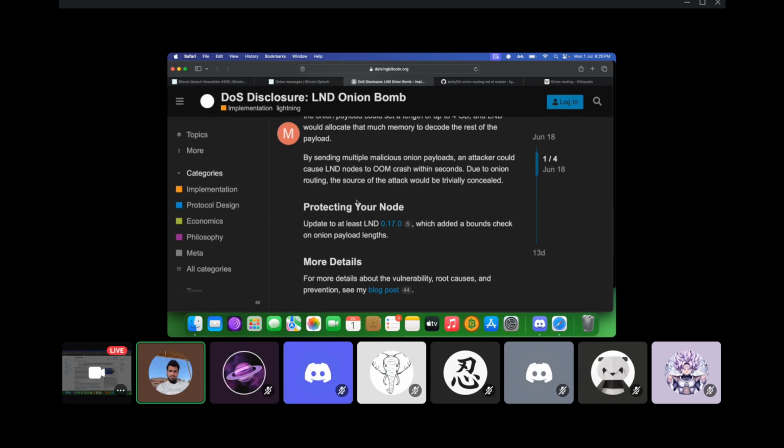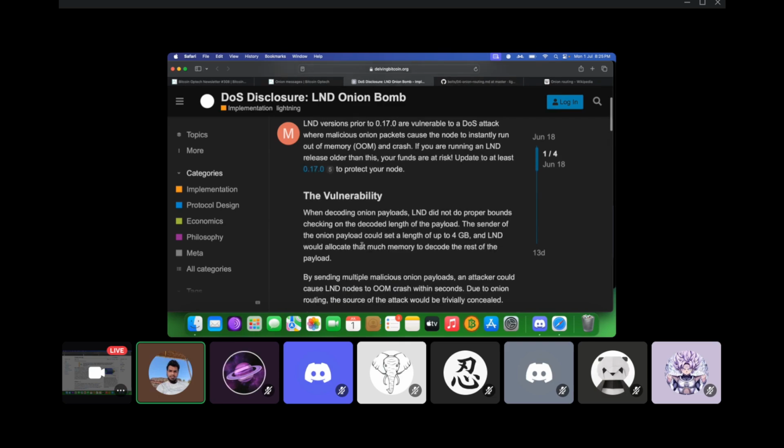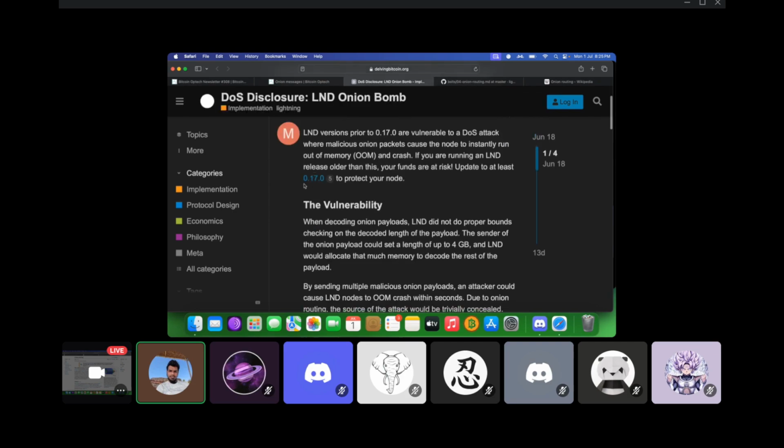Protecting your node, how do you protect yourself from this attack? Update to at least LND 0.17.0, which did a bounds check on onion payload lengths. So if anybody is running a lightning node of this specific implementation, LND, they are recommended by Matt Morehouse to upgrade to a version which is at least 0.17.0.